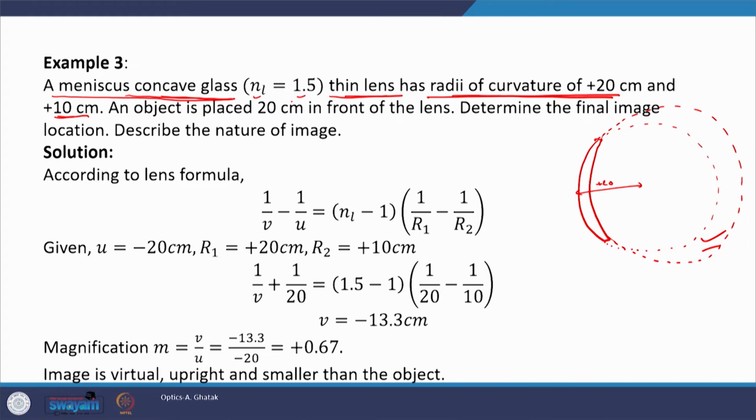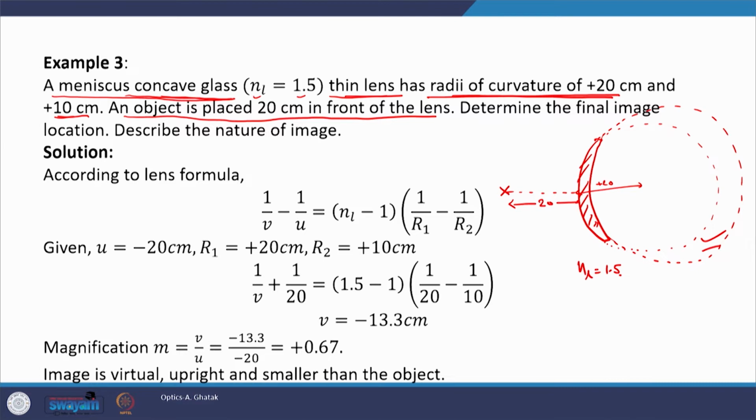And the refractive index of the glass material is 1.5. Okay. Now, the question is, an object is placed 20 centimeter in front of the lens. This is the axis and the object is placed 20 centimeter in front of the lens. Now, determine the final image location and describe the nature of the image. This is what is being asked.